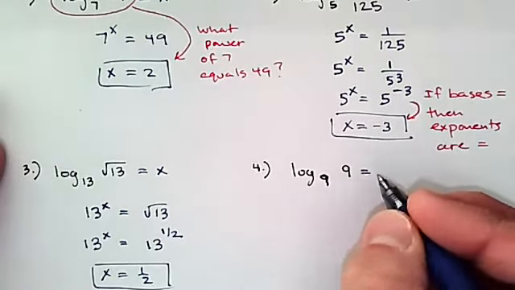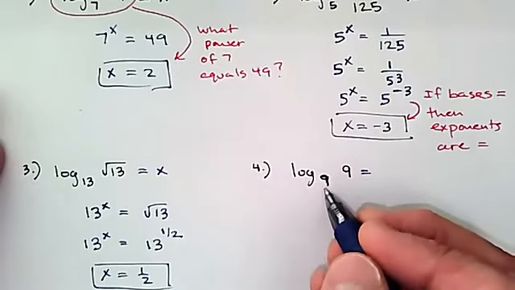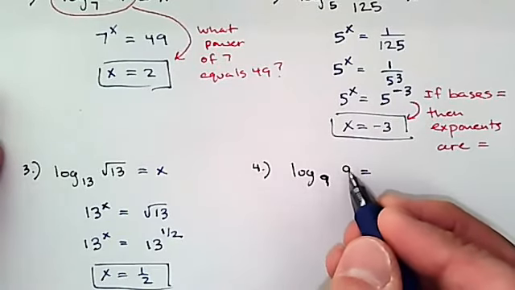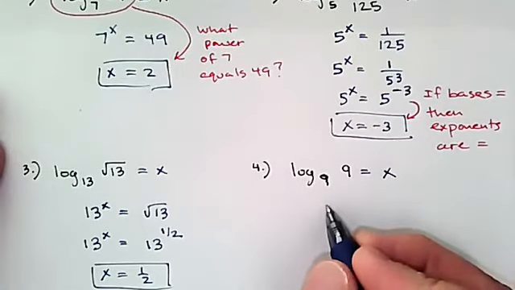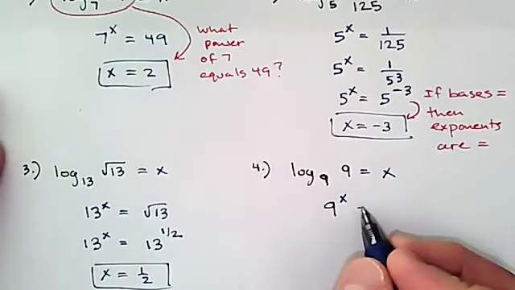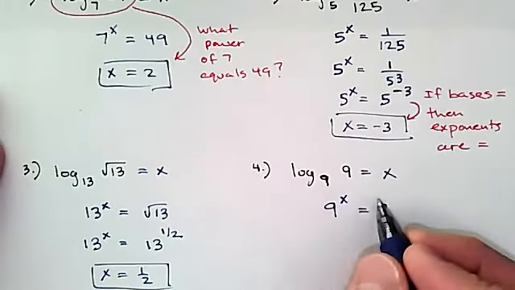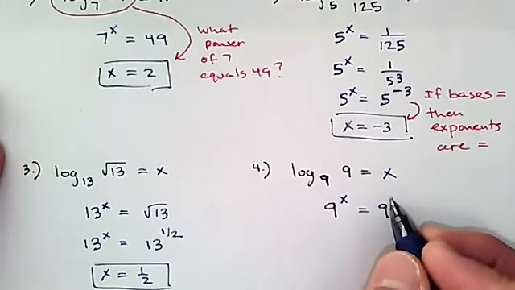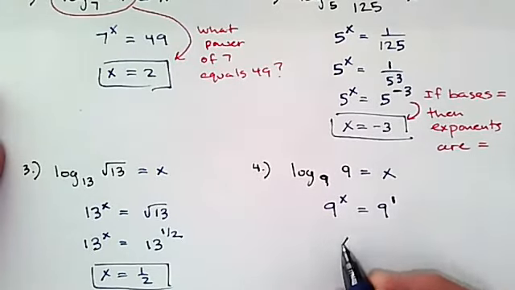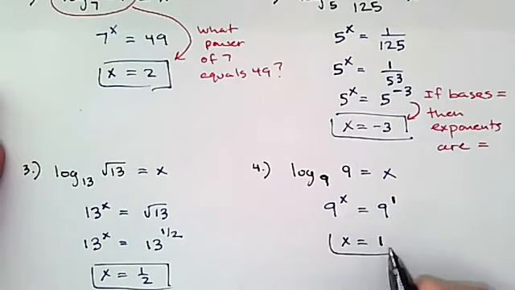Okay, now this next one, log base 9 of 9 is basically saying what power of 9 gives you 9, or in exponential form, 9 to some power gives you 9. Well, what's the power of 9 that gives you 9? It's got to be 1, huh? 9 is 9 to the first, so x would be 1.